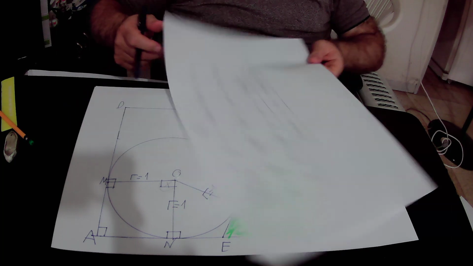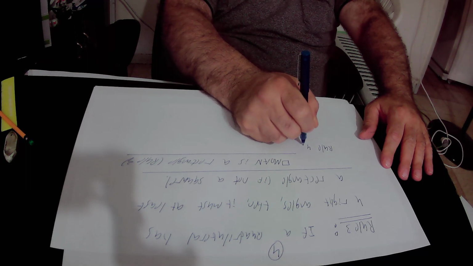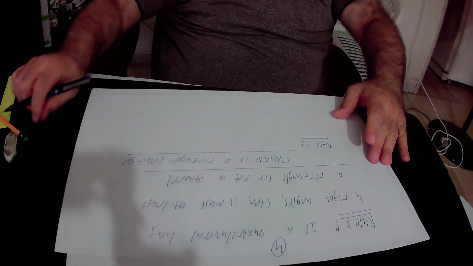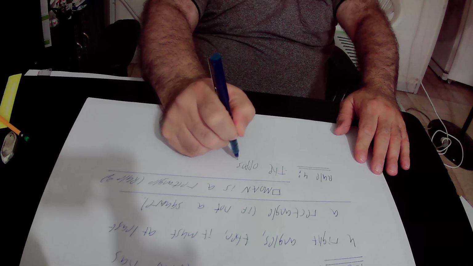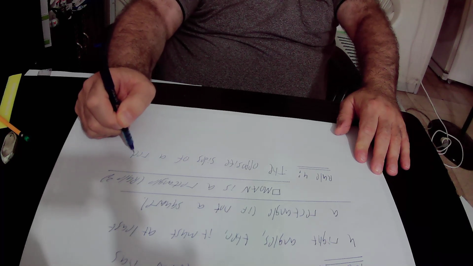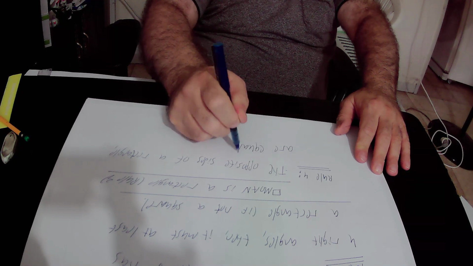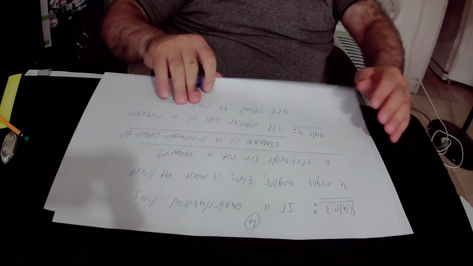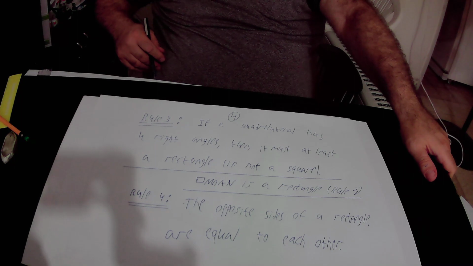So we have also rule number four. According to rule number four, the opposite sides of a rectangle are equal to each other.